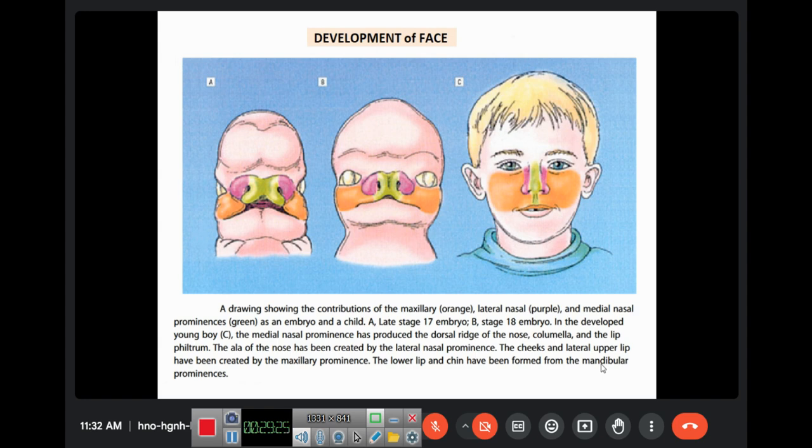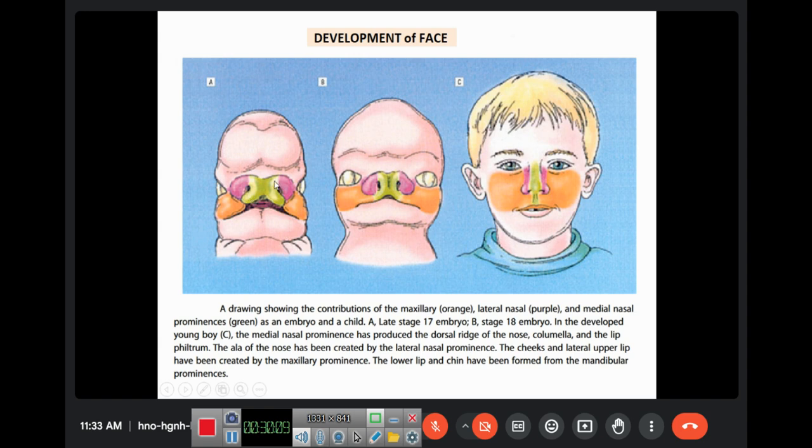The same in the other example of pictures. So here you see orange for maxillary process. It will form the upper part of the cheeks and the part of the upper jaw and lip. Lateral nasal processes will fuse with the maxillary processes in this region, and lateral nasal processes will form the wings or lateral sides of the nose.